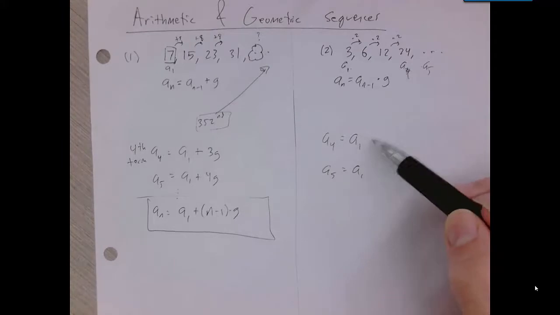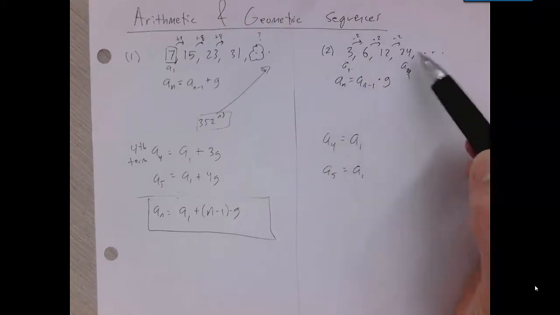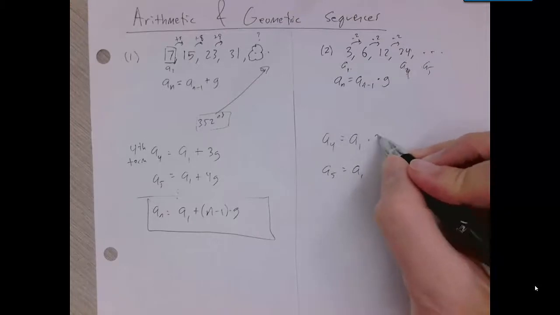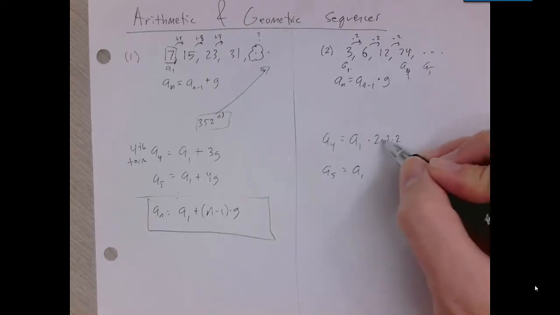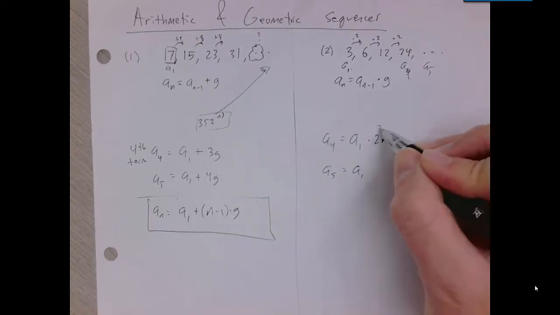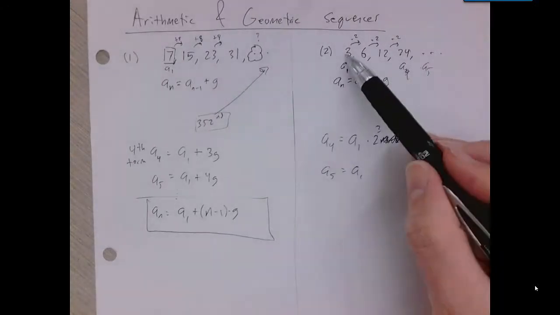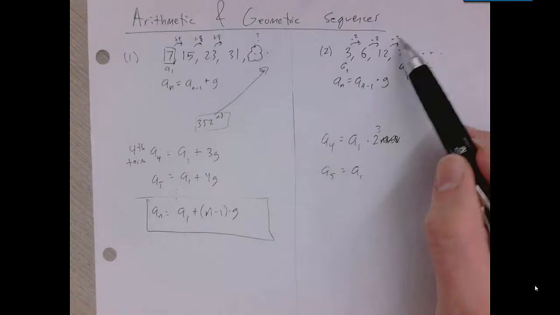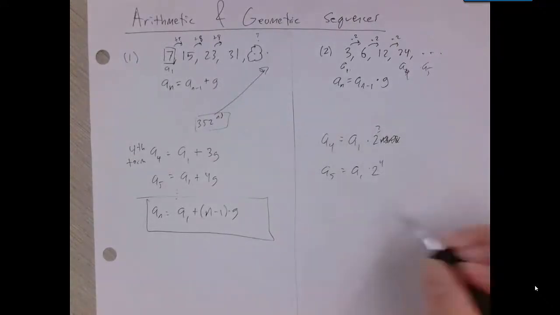Okay, so in this case, it looks like I'm multiplying by 2, and then 2, and then 2. So it's like times 2 times 2 times 2. But this is the same thing as an exponent. So this is like saying times 2 to the third power. Here, to get to 5, I have to multiply by 2, 1, 2, 3, 4 times. So this is times 2 to the 4th power.